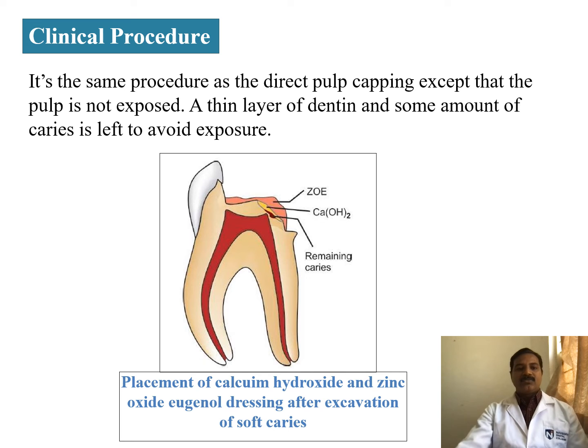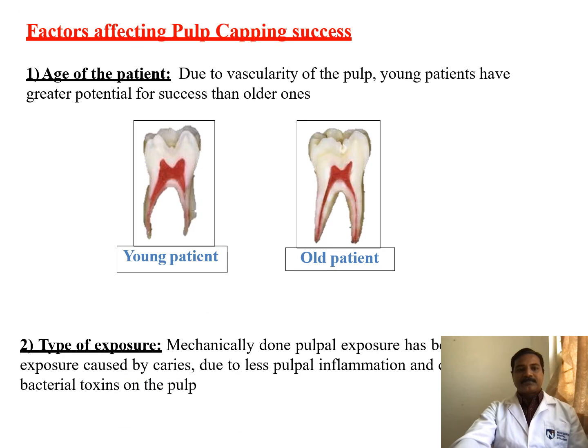So you see that this is the same procedure, I'll again repeat the same thing. In the clinical procedure, this is a placement of calcium hydroxide or sometimes even zinc oxide eugenol over the remaining areas, which helps in the formation of reparative dentin. What are the factors that affect pulp capping procedures?